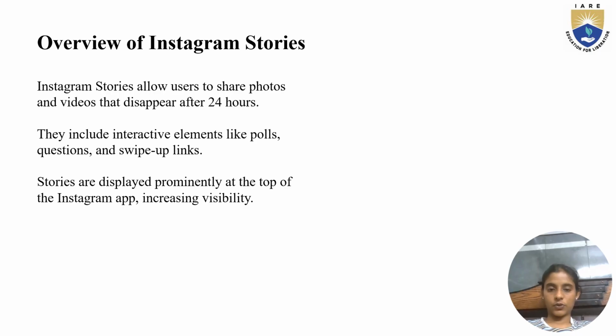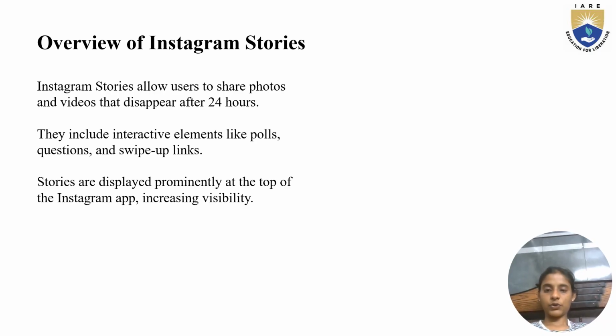Overview of Instagram stories. Instagram stories allows users to share photos and videos that disappear after 24 hours. It's a popular way for users to share casual, in-the-moment updates with their followers. Stories can include features like text, stickers, polls, and swipe-up links to enhance engagement.